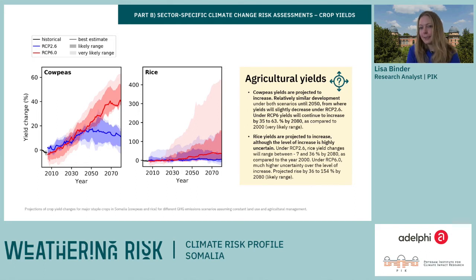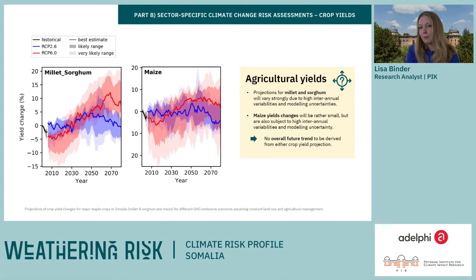The plot on the right-hand side shows rice yield projections, and those can overall also be expected to increase under both greenhouse gas scenarios, though the different models project very different results, which translate into very high uncertainties around the increase in future yields. So this increase in future yields will be comparably low under RCP 2.6, but under RCP 6 until 2080, this increase will range somewhere between 36 and 154%, only in the likely range. And as you can see from the plot, this range will be even significantly higher in the very likely range.